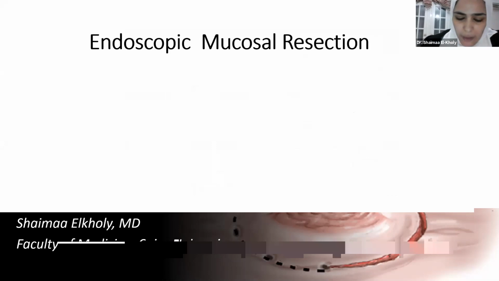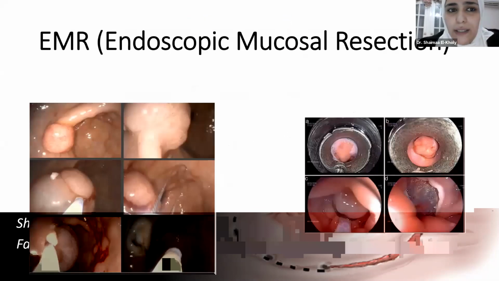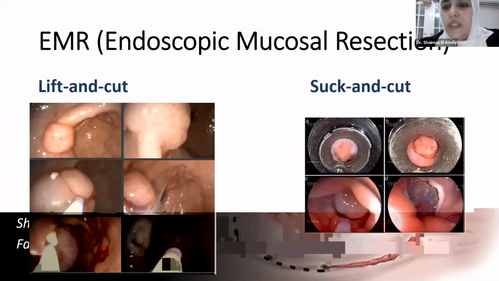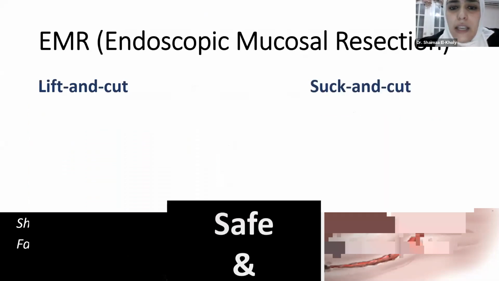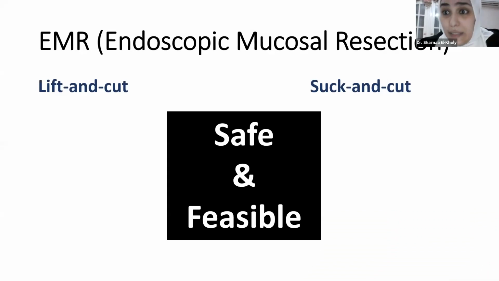So before we talk about ESD, we have to know from which ESD emerged. It emerged from EMR, which is endoscopic mucosal resection. As you can see, we just substitute a few letters and now it becomes ESD. So just a gentle reminder, what is EMR? EMR is a snare-based resection. Either you inject and cut the lesion, or you suck and cut the lesion. EMR is safe and feasible. It's usually done by most endoscopists, and you can do it at ease.